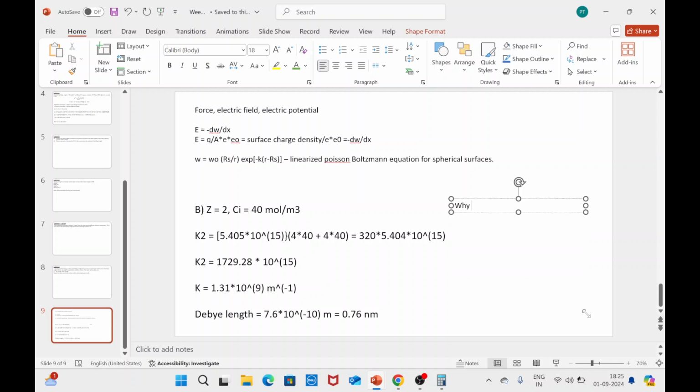So let me put this question. Why does Debye length decrease with the concentration of the electrolyte?